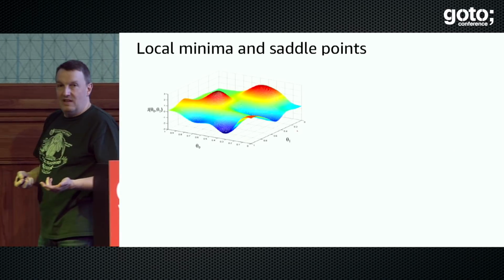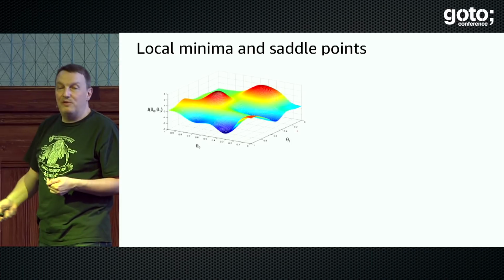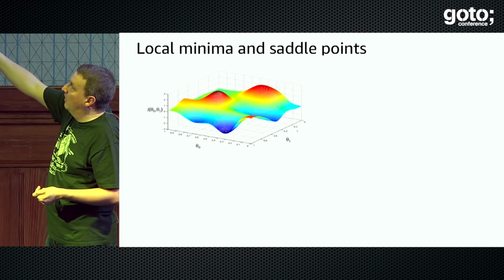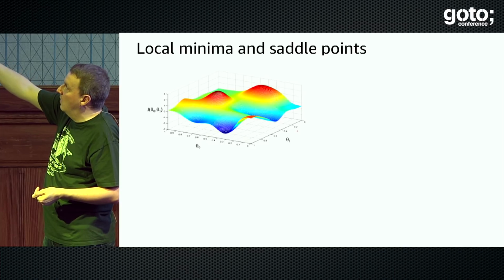But of course, life is never easy. And what if the error function looks like this, right? Imagine we start here on the red mountain, and we walk down, and we end up here.